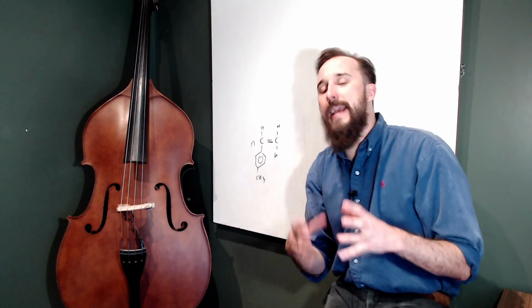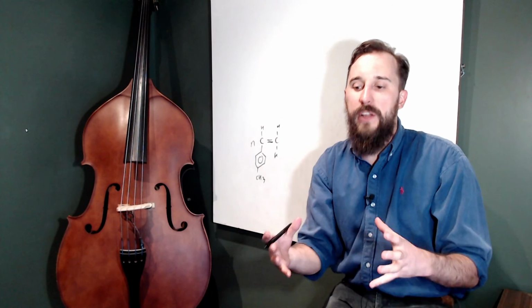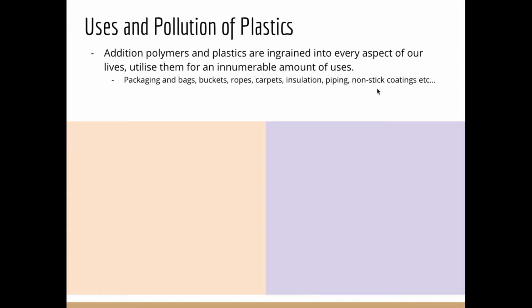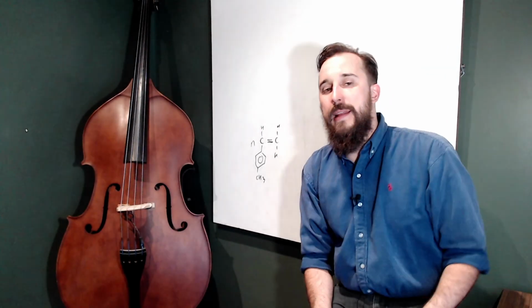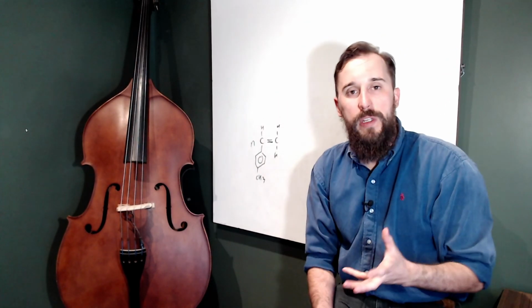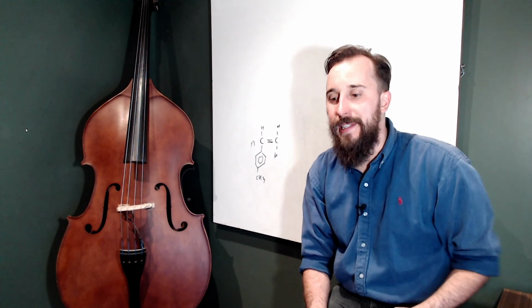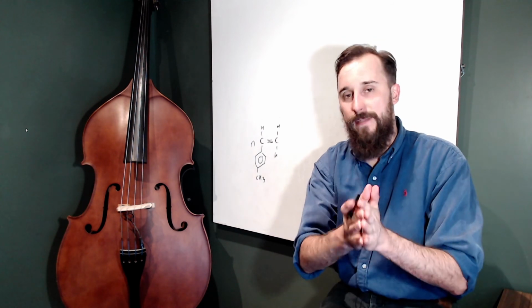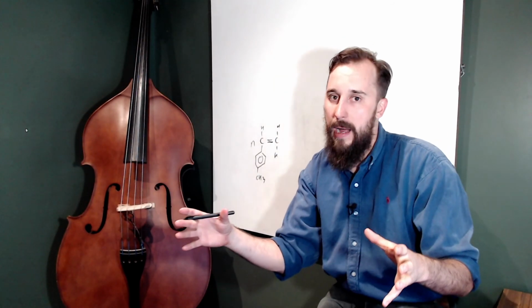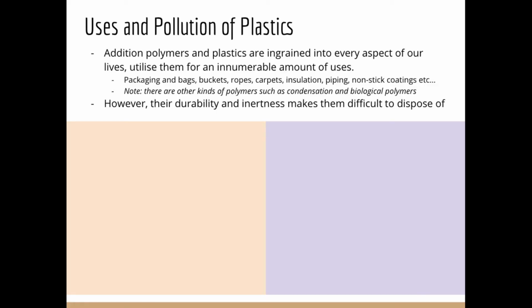However, there are negative consequences from how much we have incorporated plastic into our lifestyle. But also note there's other kinds of polymers such as condensation and biological polymers that we're not focusing on right now. We're just looking at our addition reactions. They are incredibly durable and incredibly inert. I mean, they are just alkane molecules, and we've looked at how unreactive alkanes are. And whilst this is very good for some of the uses, it means they're going to last for a very, very, very long time, and they're difficult to dispose of.